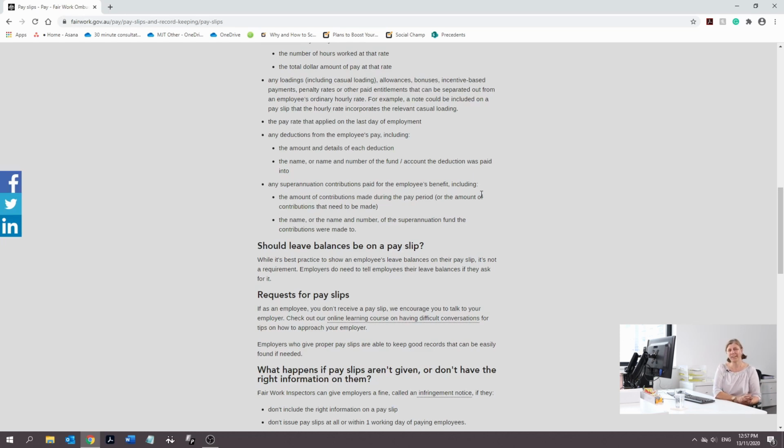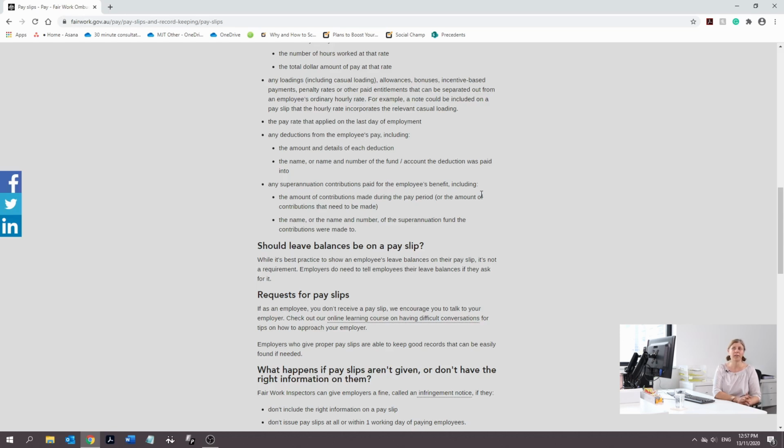Now, should leave balances be on payslips? Yes, of course they should be, but it is not necessary. So if you are seeking what your leave balances are and they're not represented on your payslip, it is not unlawful for your employer to do that. I just think they should be. So you can definitely ask.